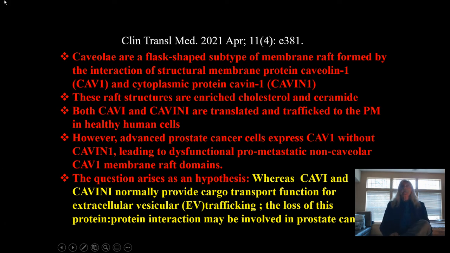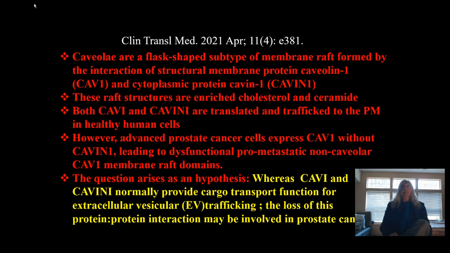Now those raft structures, as you know, are enriched in cholesterol and in ceramide, right? That's how those rafts form, and the endocytic compartment, that's how they transfer from the endoplasmic reticulum to the Golgi apparatus to the plasma membrane, and then back into the cell. Right? So now, for this particular paper, we're told that CAV1 and cavin-1 are translated, of course, and trafficked to the plasma membrane in healthy human cells. Right? There's nothing unusual about that.